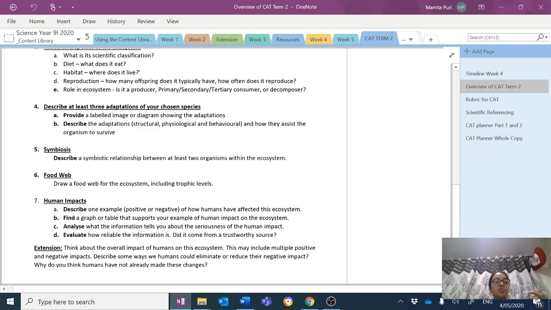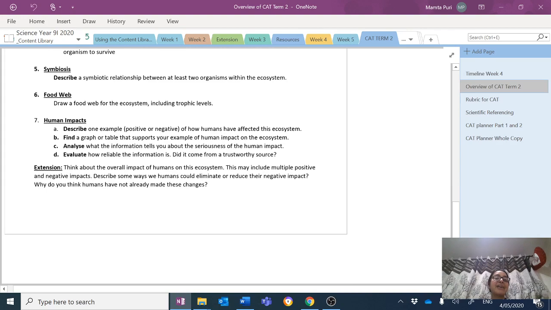Second point, you need to describe the adaptations, whether they are structural, physiological, or behavioral. I'll do that in week 5 as well. Okay, but you need to Google that. I'll put lessons up for you. I'll put PowerPoints up and ready for you guys. Okay, in week 5. So at the moment, I'm on point number 4 on your screens.